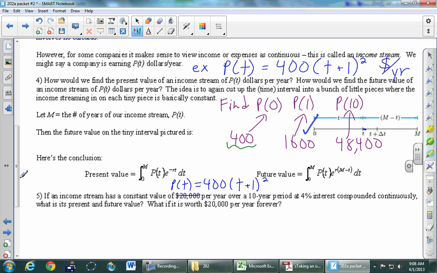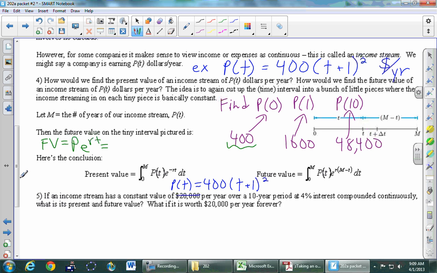The idea is you want to let time pass, but not too much, because if you let a bunch of time pass, then this 1,600 increases significantly. So we're just going to call it a little tiny time interval here. We're going to trust that the 1,600 doesn't change too much, and then we're going to use some of our formulas. So let's look at this next part right here. It says the future value on the tiny time interval pictured is... Okay, future value. We've had 2 formulas today. Is this PERT or is this e to the negative RT? Future value is PERT. So we're just doing PERT.